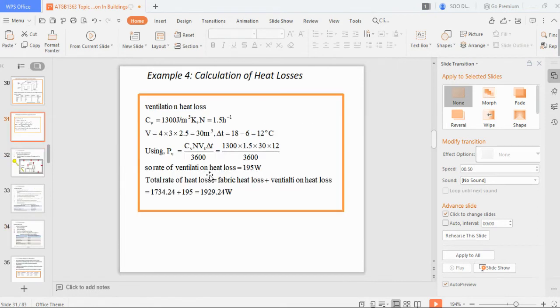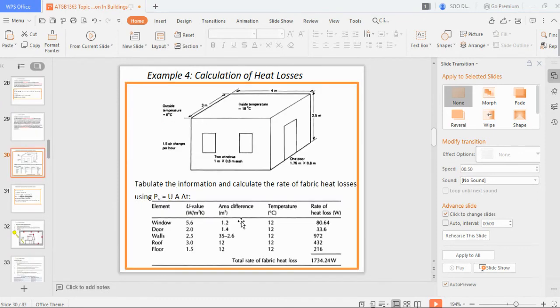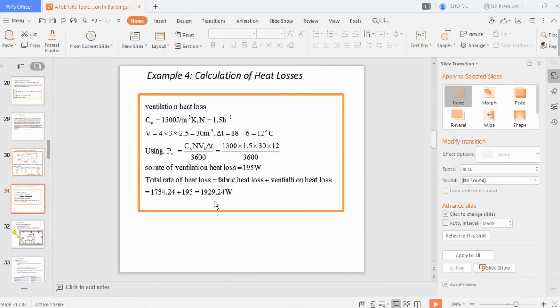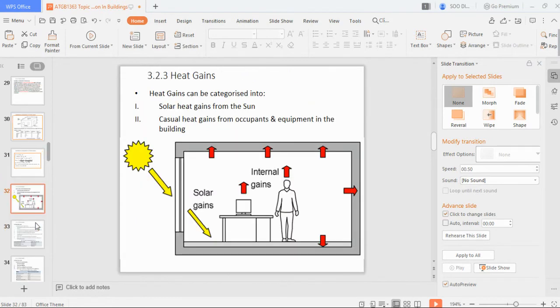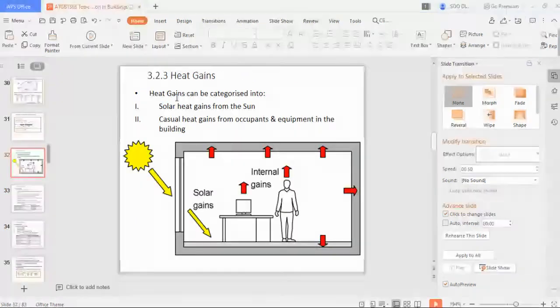So this is how you utilize the formula. It's just very straightforward: using the value given and substituting it into the formula, and then adding it up together. Okay, so heat gain, there's different methods of heat gain. Usually it is from the sun and also from any equipment or us occupying the room.